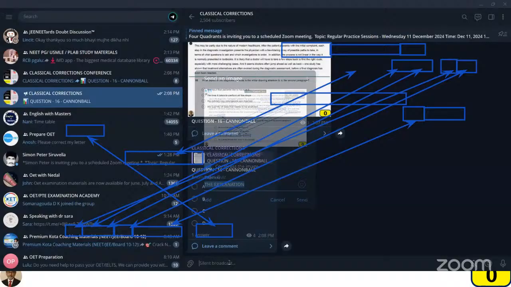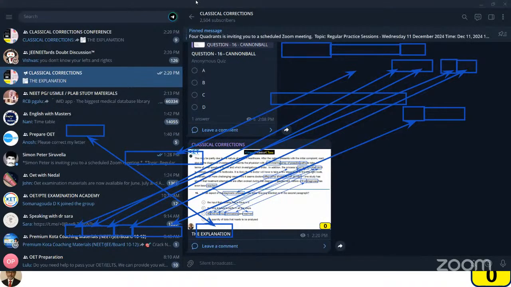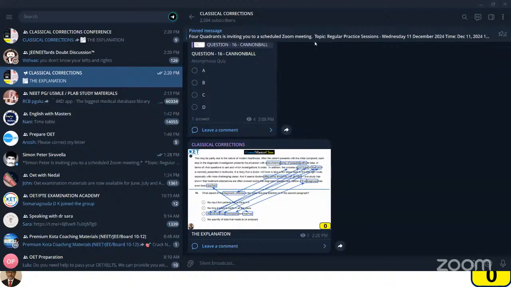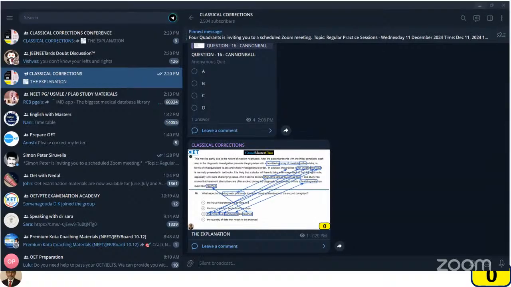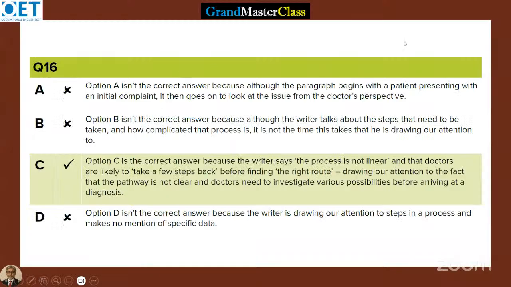Yeah. So that is the explanation. Clear? So this is the explanation.